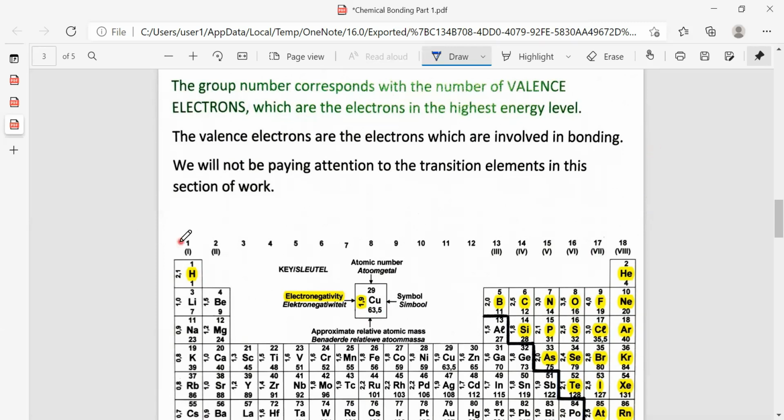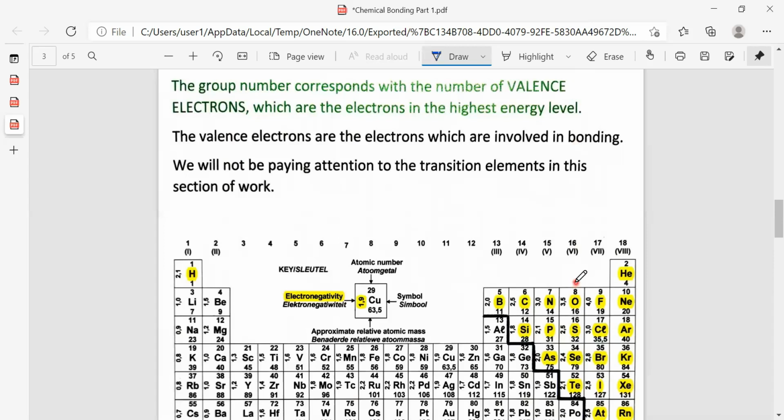So I'm going to speak about these groups. Group 1, Group 2. I'm skipping the transition elements or transition metals. Here's Group 3, Group 4, Group 5, Group 6, Group 7, Group 8, or Group 0. The group number in green corresponds with the number of valence electrons, which are the electrons in the highest energy level of the atom. So if I look at oxygen, for example, oxygen is in group 6. I'm looking at the Roman numerals. Oxygen is in group 6, so I know immediately oxygen has got 6 valence electrons.